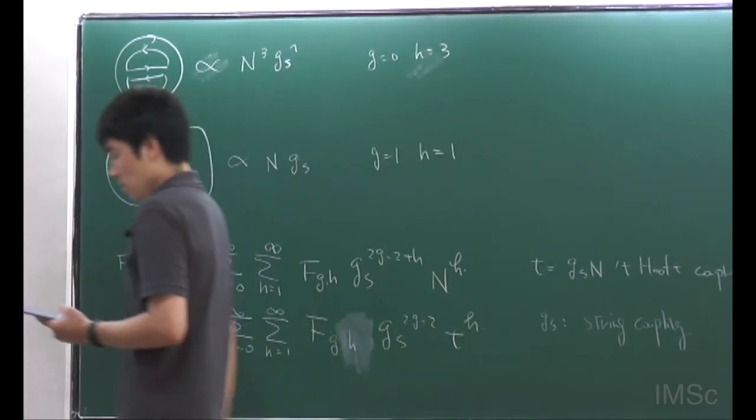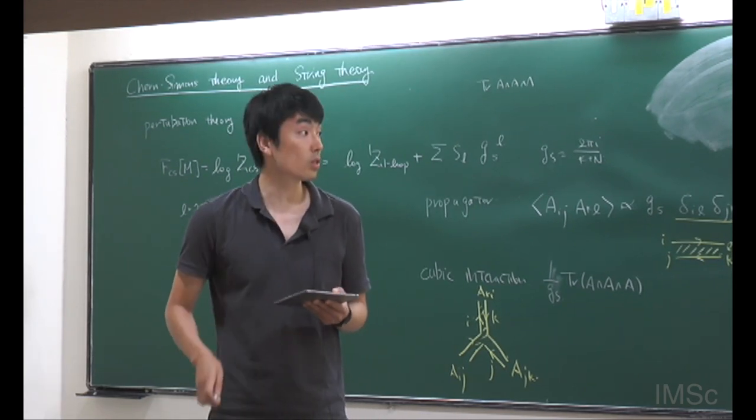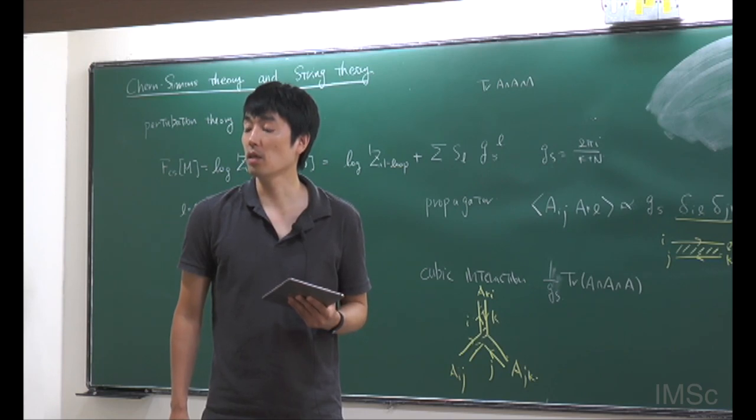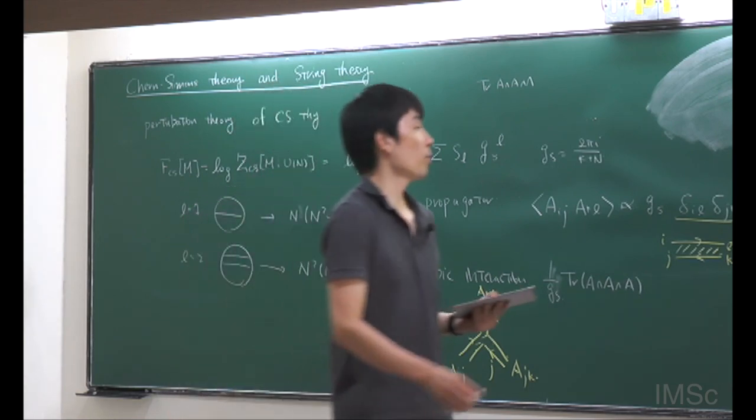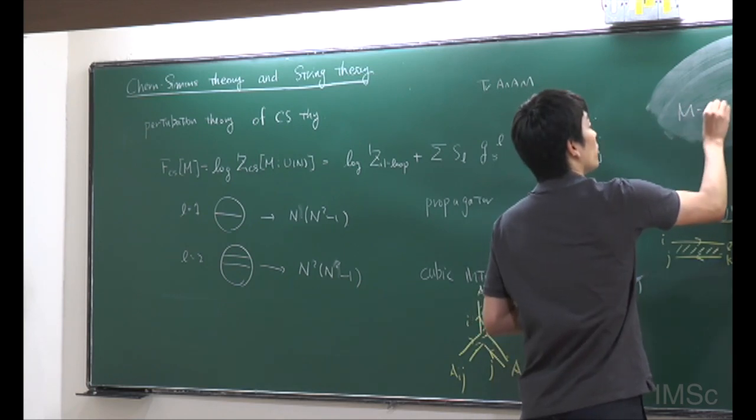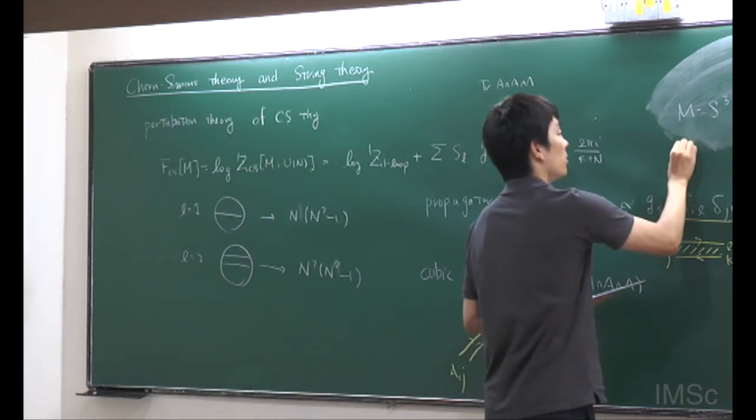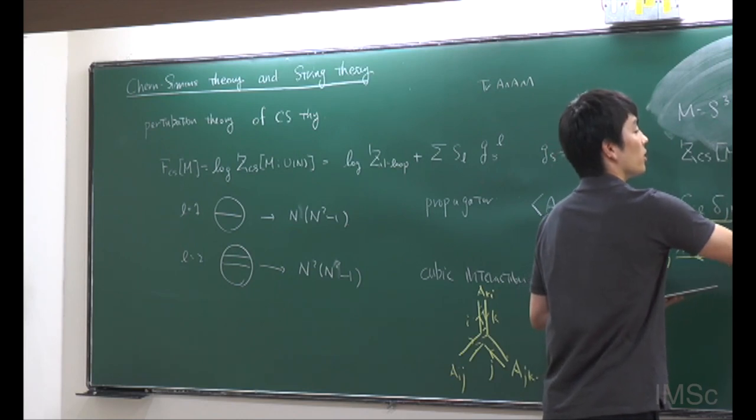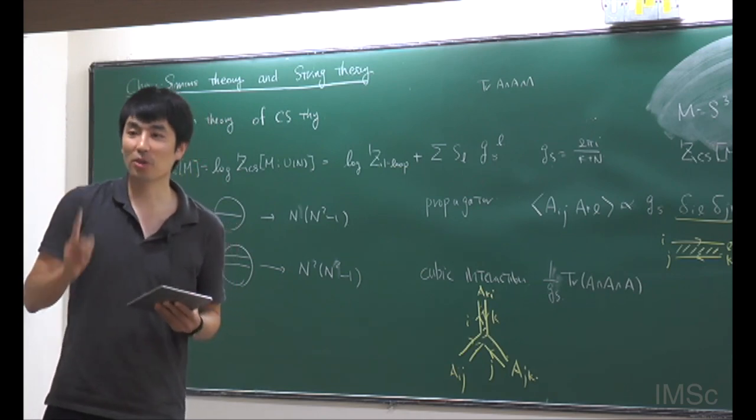Okay. So therefore, if you do the following expansion of the free energy, this is a natural thing to do. Yes, the point is, when you take M equal to S^3, a three-sphere, the Z transform of M is equal to S_00. Expanded, I will explain it to you.